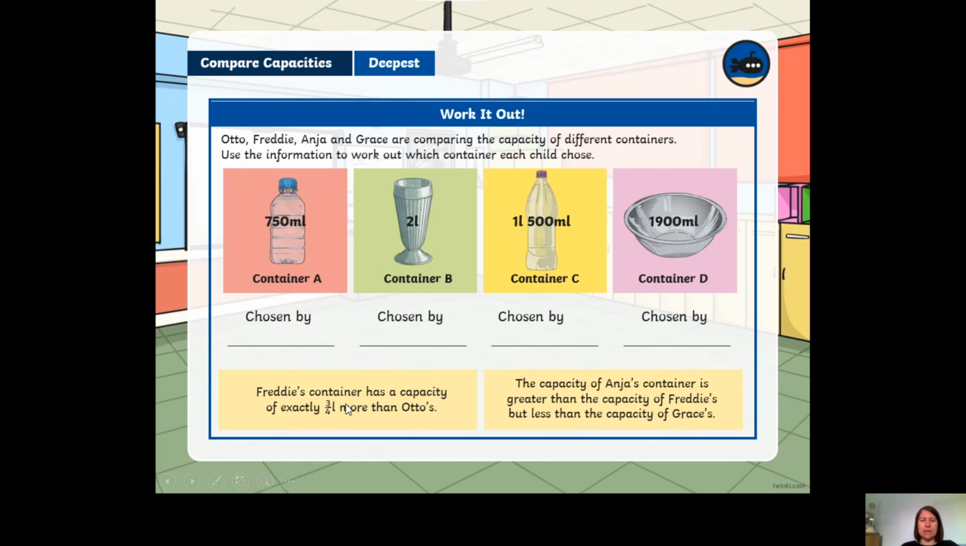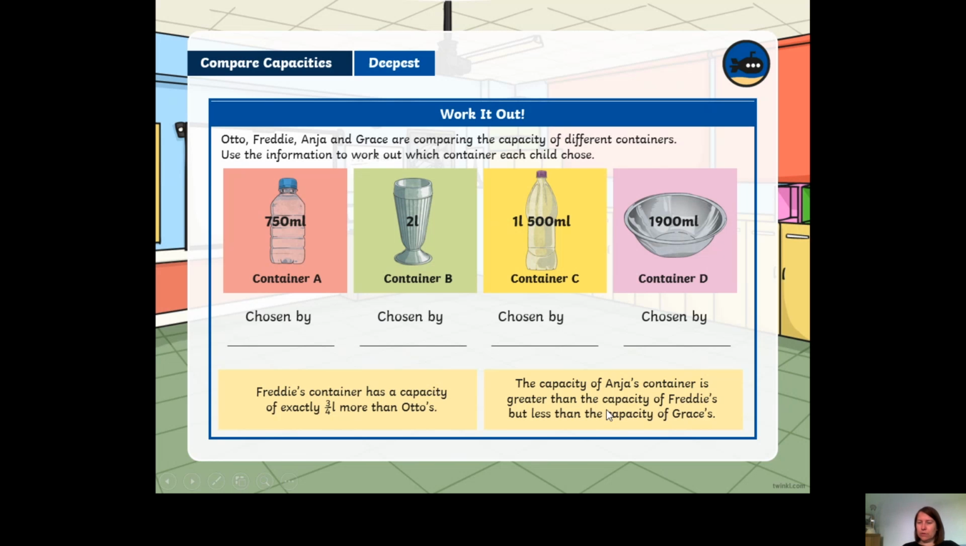Freddie's container has a capacity of exactly 3/4 of a litre more than Otto's. So we've got to remember what 3/4 of a litre would be. So if half a litre is 500, a quarter of a litre is 250, 3/4 of a litre will be 750 millilitres. So like this bottle here, 750 millilitres. So whatever Otto has chosen, Freddie's has to be 750 millilitres more.